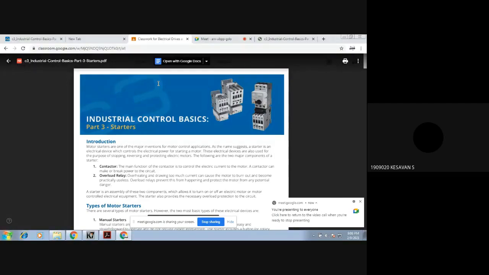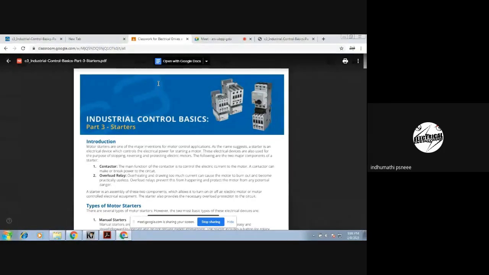Okay. So today's topic is AC starters. Already we studied about DC starters. Now we will discuss AC starters. So what do you mean by starter? Already I said the starter is used to start the motor, reduce the starting inrush current, and also prevent the machine from sparking. So this is the purpose of a starter.